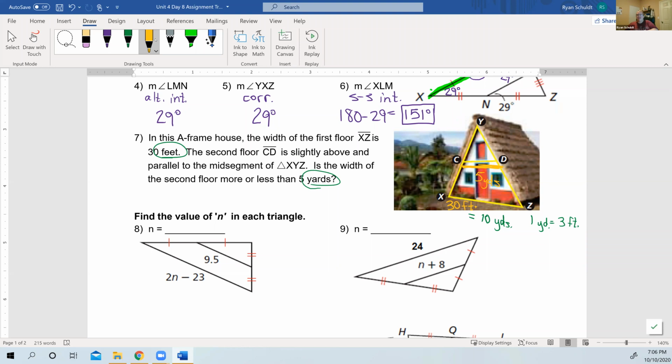Now, the second floor is just above it. So would our second floor be more or less than 5 yards? Less than 5 yards. We're above the 5 yard mark, so we're going down. Size is shrinking. So it's less than 5 yards.